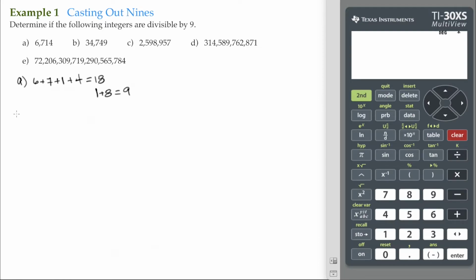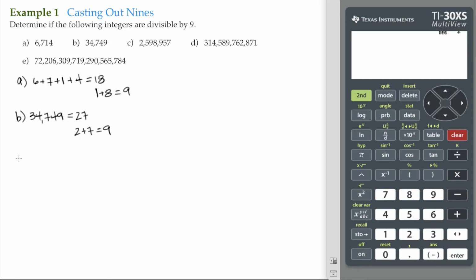Let's try B. 34,749. 3 plus 4, that's 7. Plus 7, that's 14. Plus 4, that's 18. Plus 9, that's 27. And of course, we know that 27 is divisible by 9. Using the same process as we did up here, we can continue this by adding 2 plus 7, and that equals 9. And of course, 9 is divisible by 9. So 34,749 is divisible by 9.